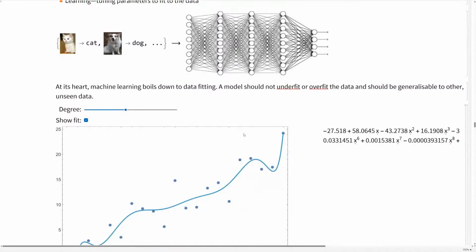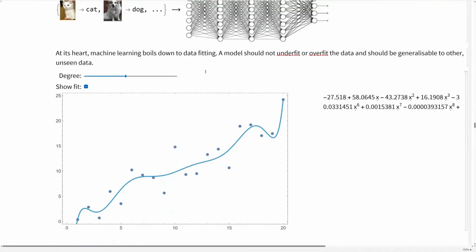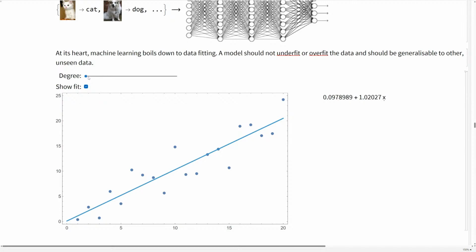So in the end, machine learning will just be data fitting. And a model should not underfit or overfit the data, and should be generalizable to other unseen data. So for this one, let's see my degree of fitting, which is only 2 parameters, and I'm fitting, which is reasonable.